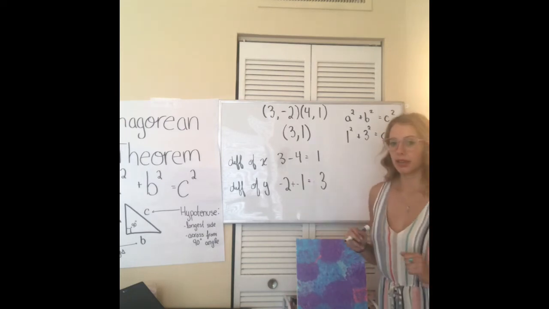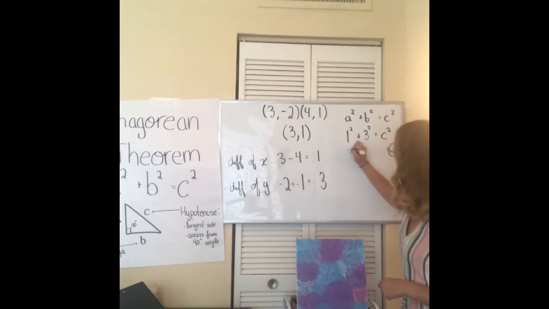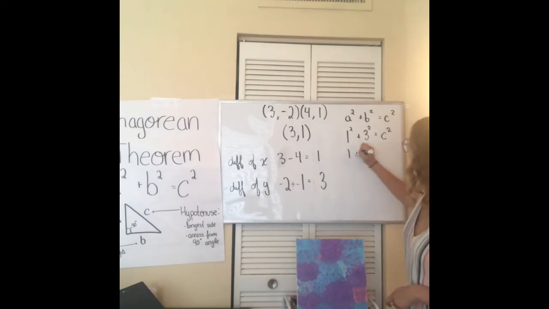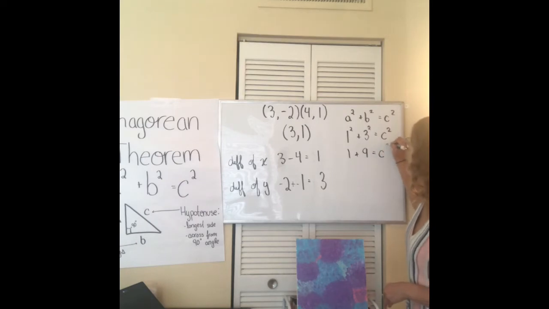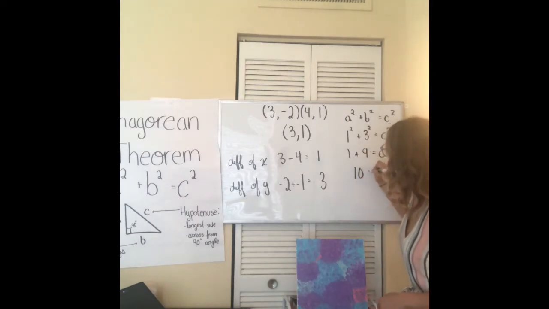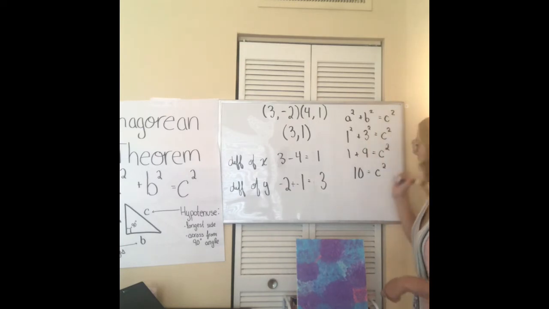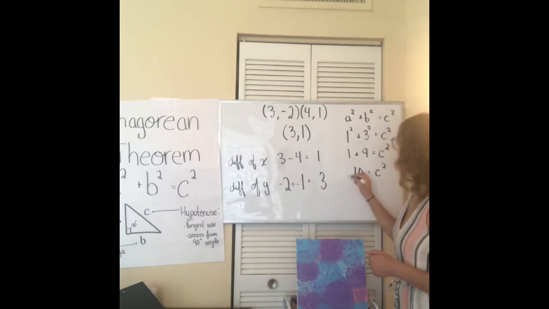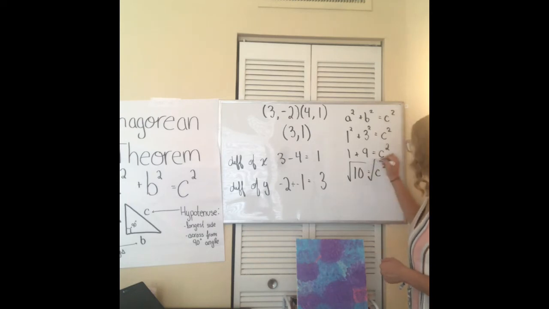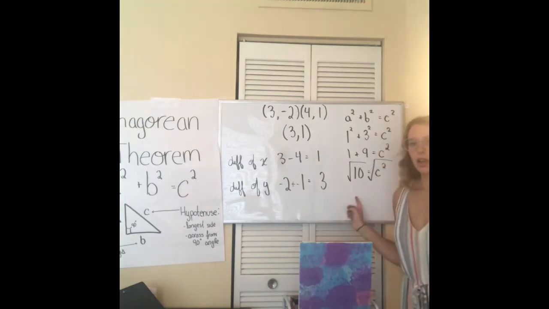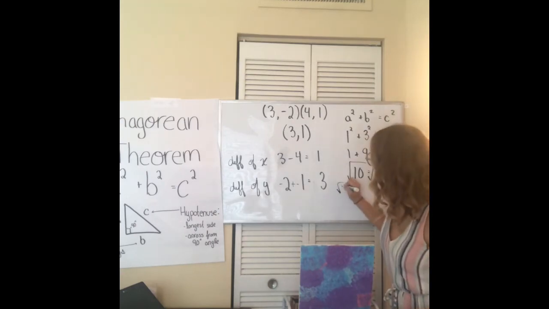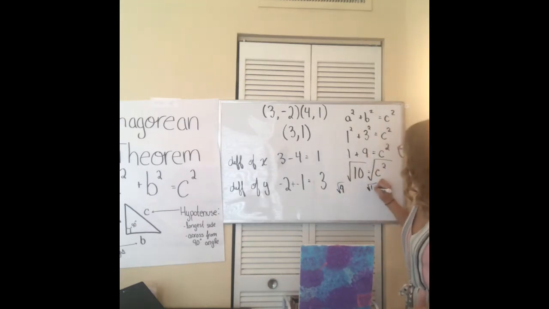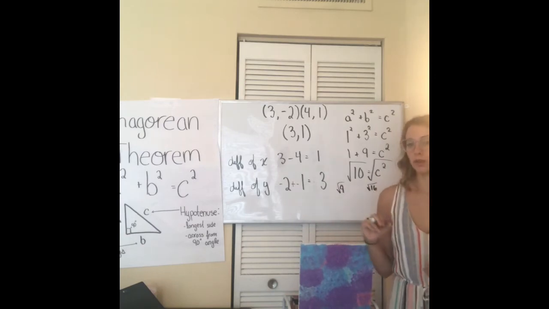is the value that we're looking for. 1 times 1 is 1, plus 3 times 3 is 9, equals c squared. 1 plus 9 is 10, equals c squared. And if we were to find the square root of 10, because we're taking the square root of both sides, the square root of 10 is somewhere in between the square root of 9 and the square root of 16, the 2 closest perfect squares.